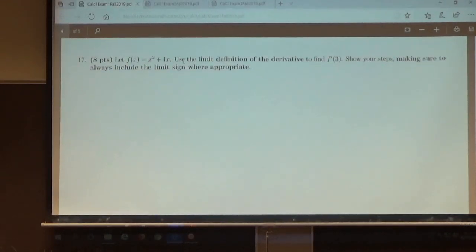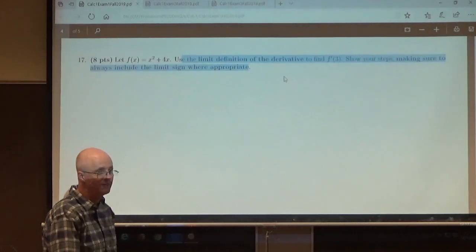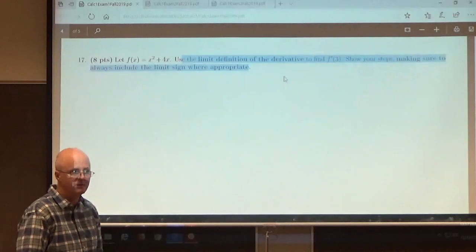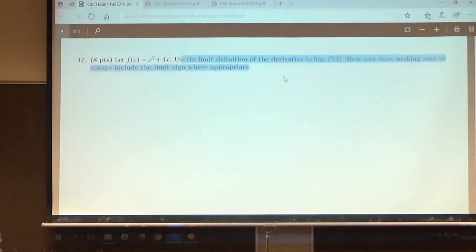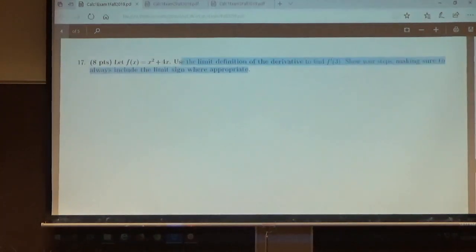Limit definition of the derivative. I think I probably can't avoid putting a limit definition of the derivative problem on your exam. It's just too important. That probably will be a type of problem that shows up on the final exam. Make sure you practice it. And if you're unsure if you're doing it right, work together at it.